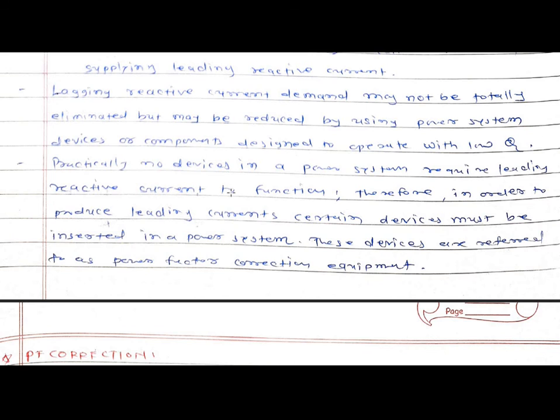Practically no devices in a power system require leading reactive current to function. Therefore, in order to produce leading current, certain devices must be inserted in the power system. These devices are referred to as power factor correcting equipment. There are no devices in the power system which will generate leading kVAR or leading current, so we have to provide extra equipment for power factor correction.